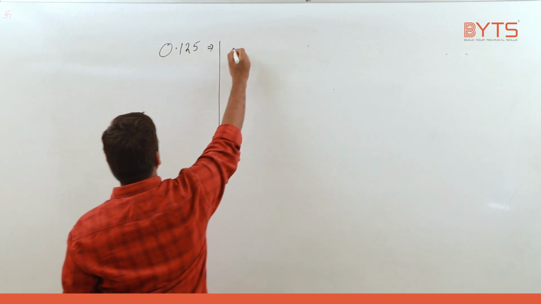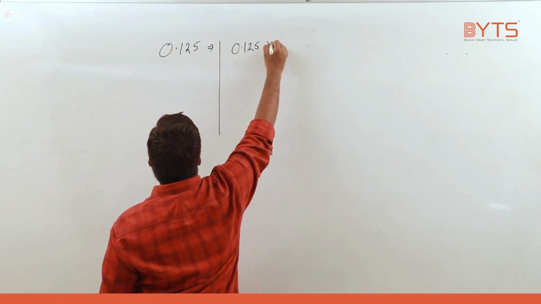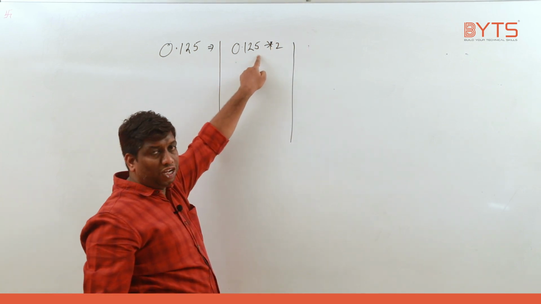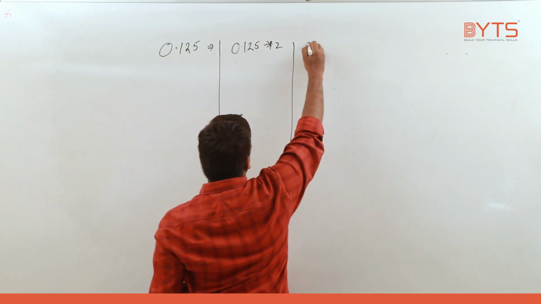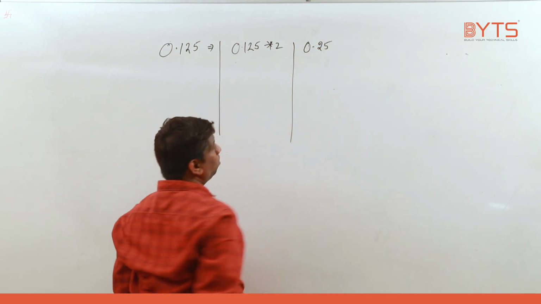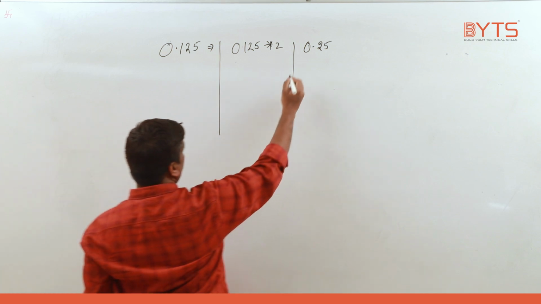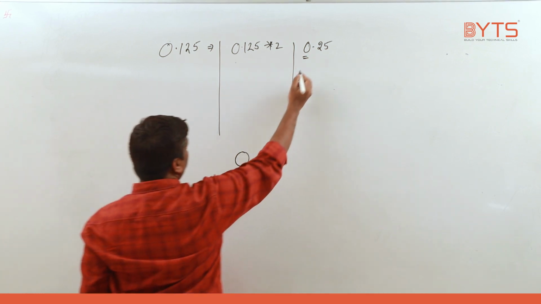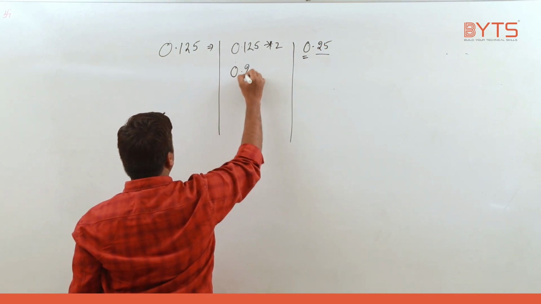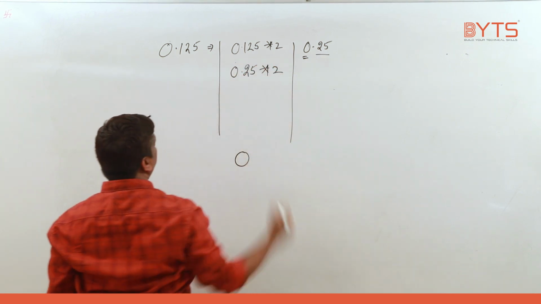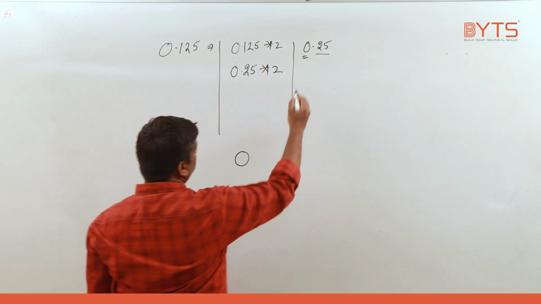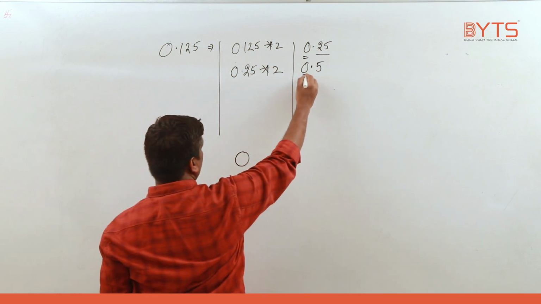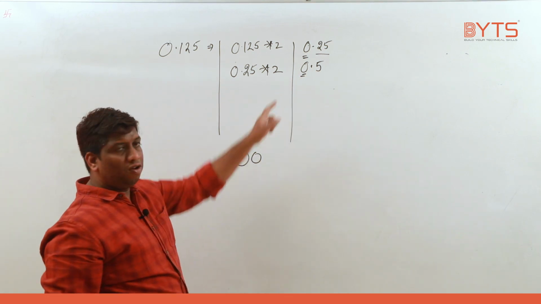First of all, I need to take this and multiply it with 2. Whenever I multiply 0.125 with 2, what will it give? 0.25. Fine. Now you need to take this 0. Next, what is remaining? 0.25. So 0.25 into 2, how much is it? 0.5. Now I need to take this 0. What is remaining? 0.5 is remaining.